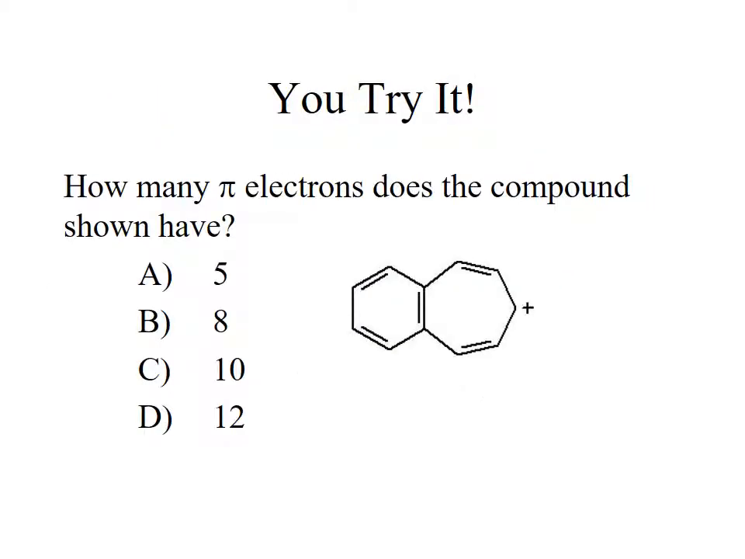So how many pi electrons does this compound have? Well, the key to doing this is to remember that a positive charge means it's an empty p orbital, and so you count no electrons there. So the remaining electrons are 1, 2, 3, 4, 5, 6, 7, 8, 9, 10. So there are 10 electrons in the pi system, and it is an aromatic compound.